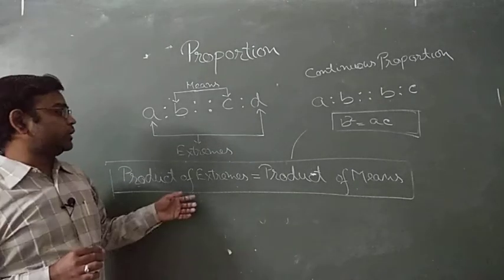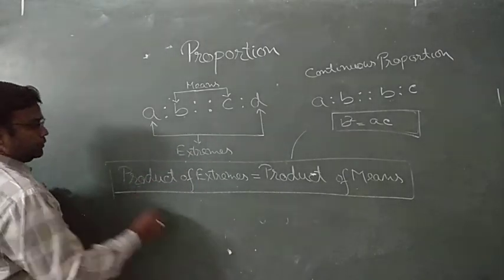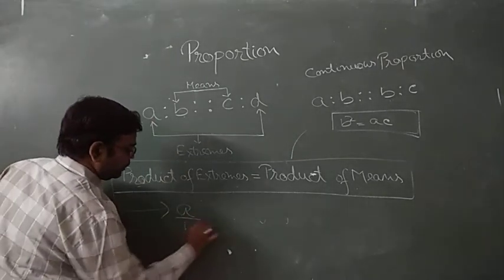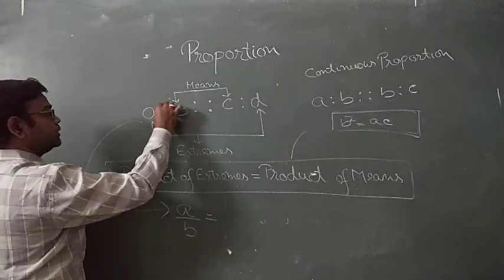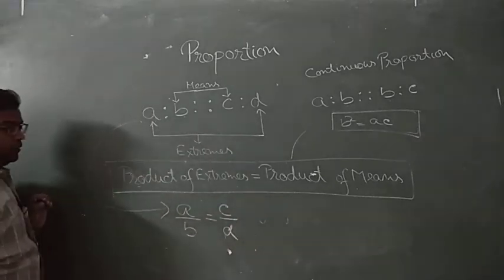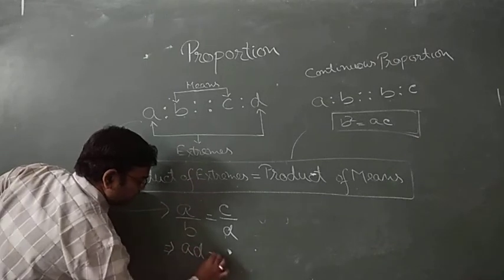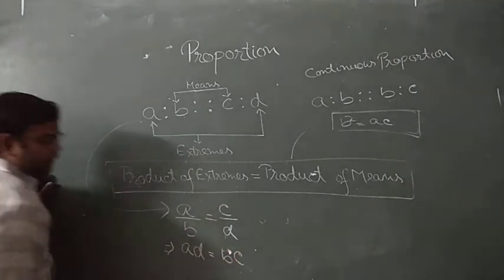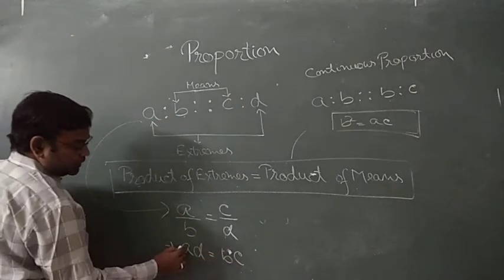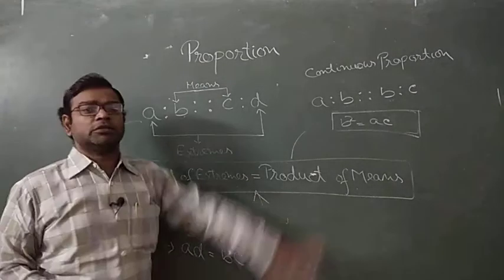Also this one is known as the cross product rule. How is this known as the cross product rule? See this side. We can write A ratio B as A upon B, because ratio signifies the divide sign, and C ratio D as C upon D. When we do the cross multiplication, we have A into D equals B into C. A and D are extremes, B and C are means, so this again represents the same formula. So this formula is known as the cross product rule. This is the concept of proportion.